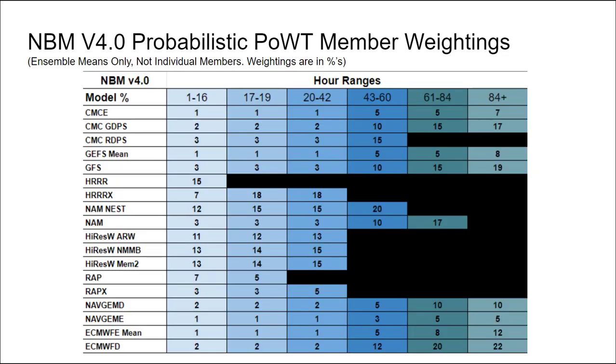Here are the weightings in the NBM of all the members that go into creating these probabilities. The thing to know here is that within 60 hours there are a lot of members, and many of those are CAM or high resolution models. After about 84 hours though, the membership is small and only a few deterministic global models are used. And although the ensembles are used, just the ensemble mean is what is input into the equations.